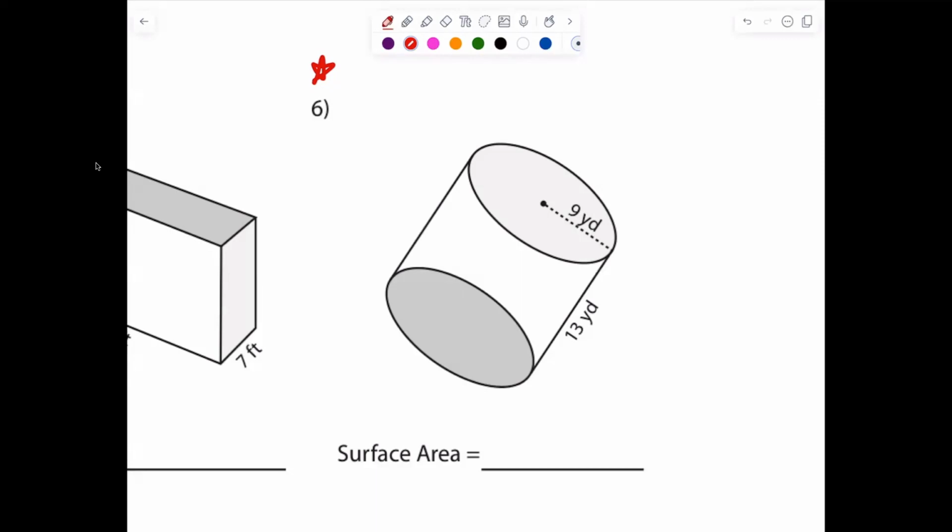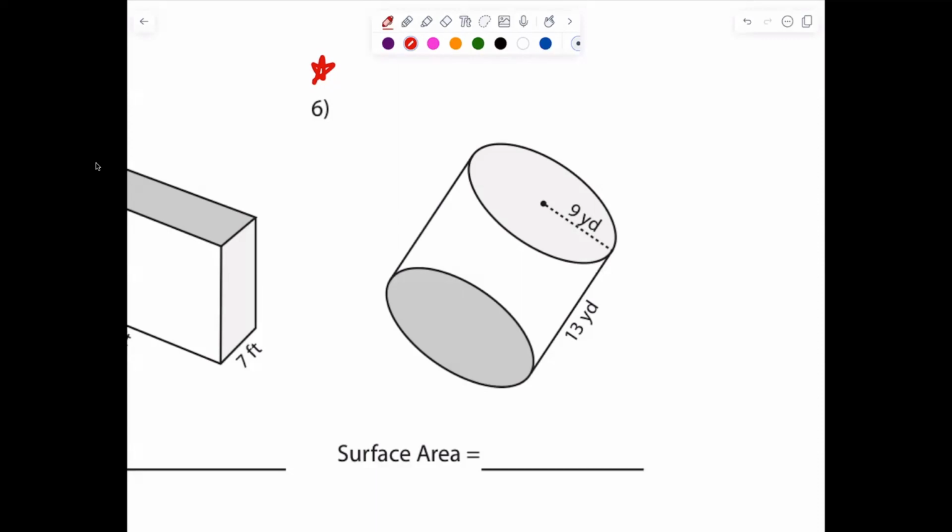There's 2 circles. Now, most people don't understand what the outside is composed of. Believe it or not, a cylinder is just made up of 2 circles and a what? And a rectangle. If you were to slice it and fold it out, it makes a rectangle.